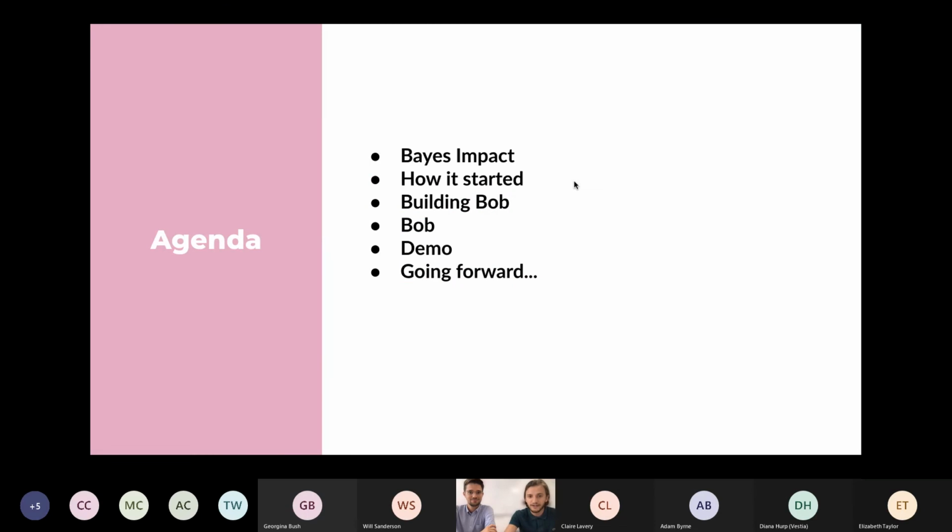So the agenda for today, we'll talk a bit about Base Impact, presenting our NGO. Then we'll go on how it started, how we started tackling the unemployment challenge. Then how we started building Bob. We'll have also a word on actually what is Bob, with a live demo of our technology in motion, and then a quick word on going forward with Bob.